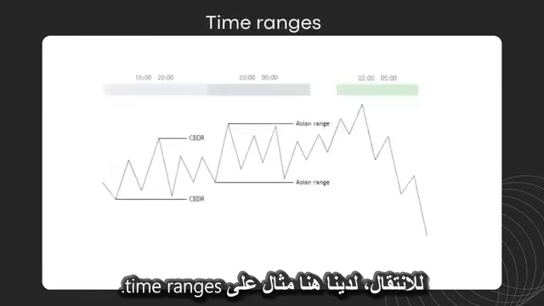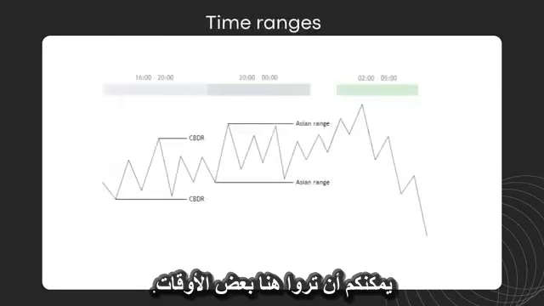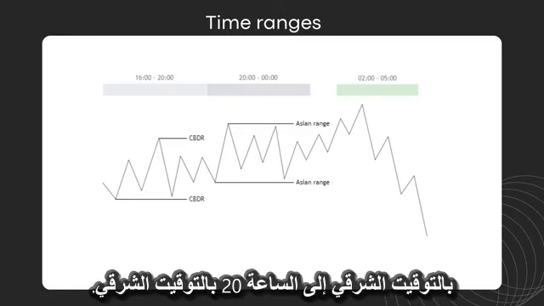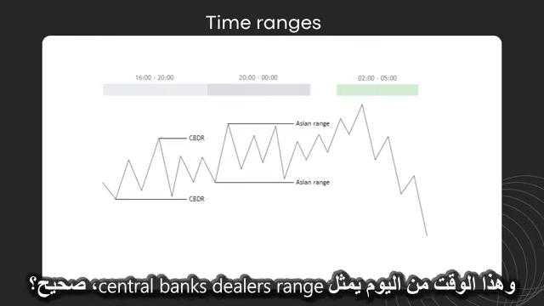Now, moving on, here we've got an example of time ranges. You can see right here we've got some times. First one we've got is from 16 Eastern time to 20 Eastern time, and this time of the day represents the central bank's dealer range, right?